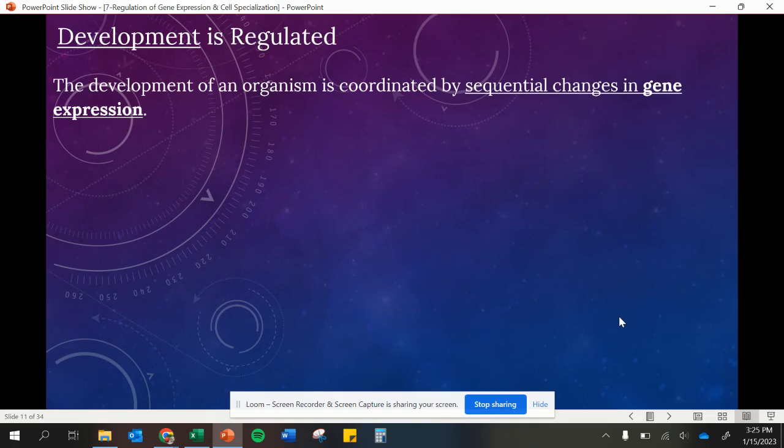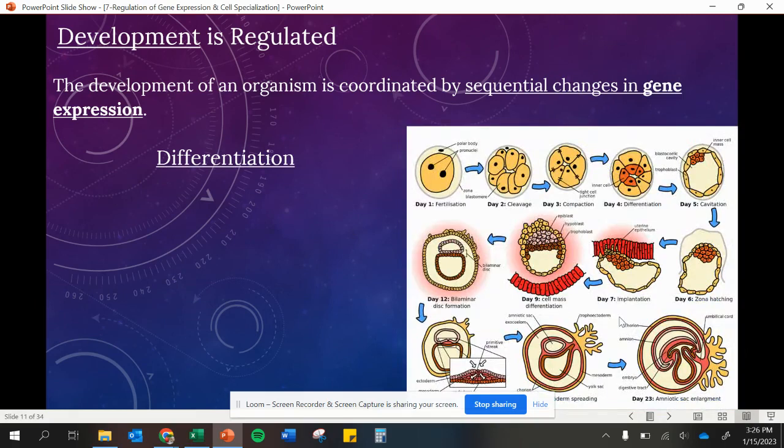Development can also be regulated. So development of an organism is coordinated by changes in gene expression. This is the idea of cell differentiation. So as an organism grows and develops, we don't need all of those cells to be exactly the same. We need them to differentiate into different roles. And this happens through our gene expression and the regulation of gene expression.